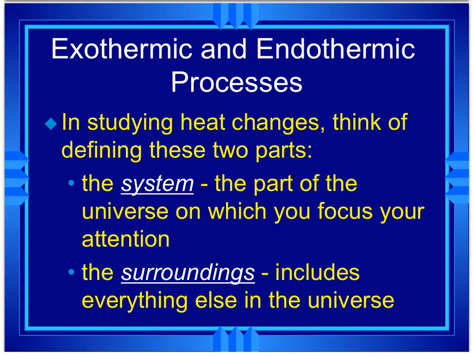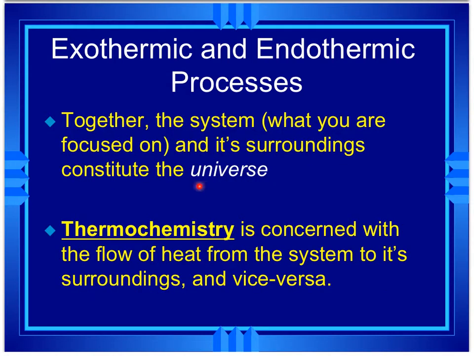The first one is the system. It's the part of the universe on which you focus your attention. I like to say this is exactly where the chemical reaction is happening. And the surroundings include everything else in the universe. So the system really is that chemical reaction, and the surroundings might be the air or the water or the container surrounding that chemical reaction. When you add your system and your surroundings together, you make a universe, or at least that's what it's called. And so thermochemistry is concerned with the flow of heat from the system to its surroundings and vice versa.